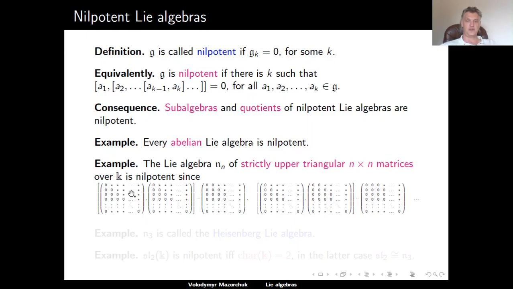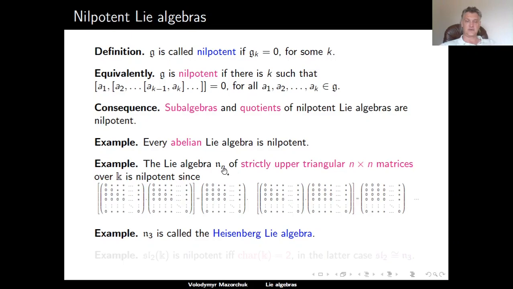If we compute the commutator of two upper triangular matrices, we get a matrix which is not only upper triangular, but is such that the diagonal just above the main diagonal of this matrix is 0. Further, if we compute the commutator of an upper triangular matrix with a matrix which is upper triangular and has the first diagonal above the main diagonal 0, we will get a matrix which is upper triangular and such that the first two diagonals above the main diagonal are 0. And continuing this, after n steps we for sure arrive at a 0 matrix. So the Lie algebra of all strictly upper triangular matrices is nilpotent.